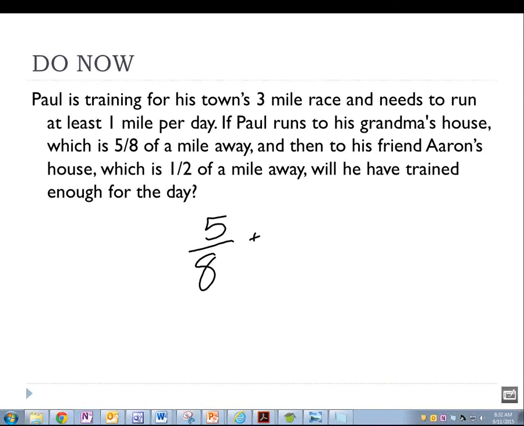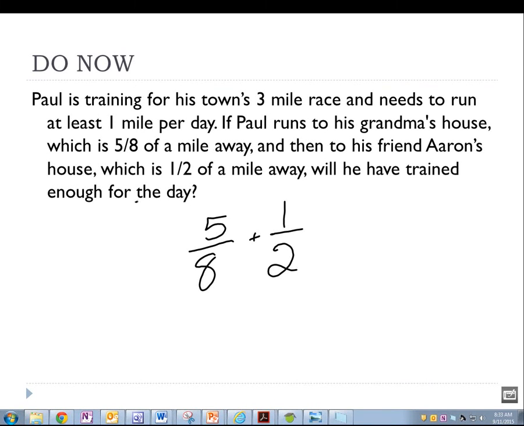Katie? What is it? He'd only run a mile. Another 1/8 of a mile. Okay. So he didn't, because he would have only run just over a mile. But look what the question's asking. What do you think, Kenzie? Well, he at least needs to run 1 mile per day.